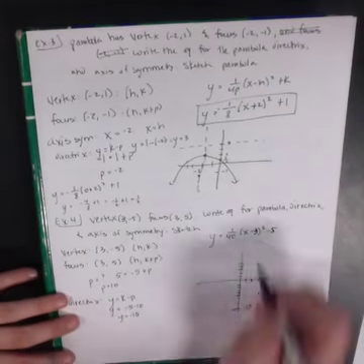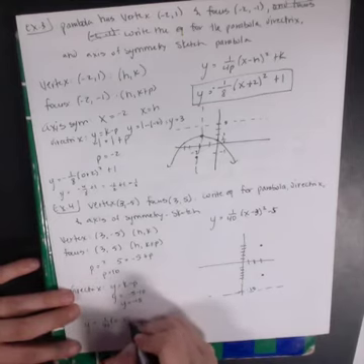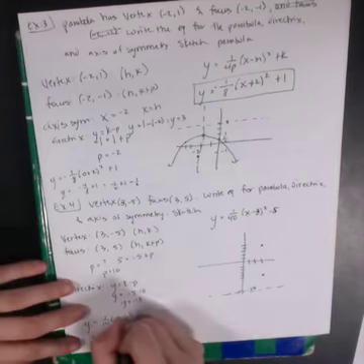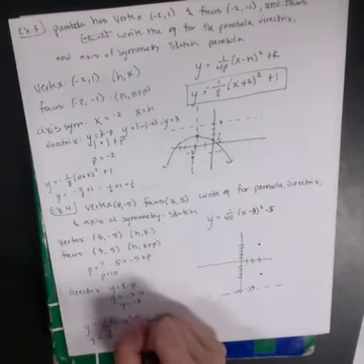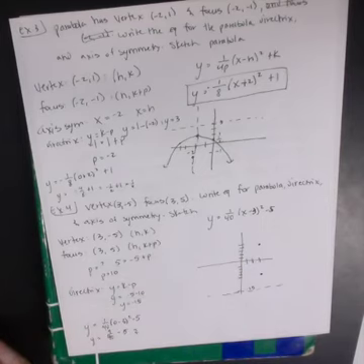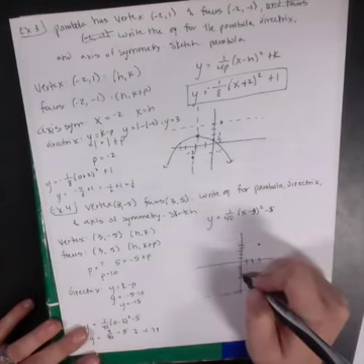I need to find another point, so I plug in 0 for x to get my y-intercept. So I'll have y equals 1 over 40 times (0 minus 3) squared minus 5. So this will give me 9 over 40 minus 5, right? That will be my y-intercept. It's about negative 4.78, which puts me about here.